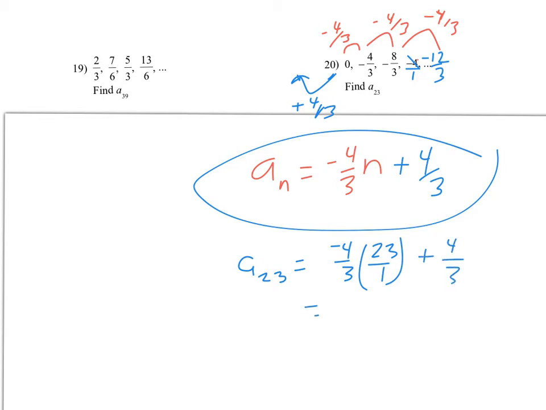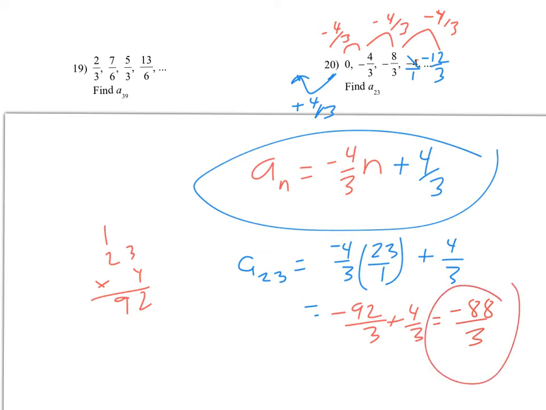I can't cancel anything out, so I just have to do 23 times 4. So that'll be negative 92 over 3 plus 4 over 3. And this will add up to negative 88 over 3. So that'll be our 23rd term there.